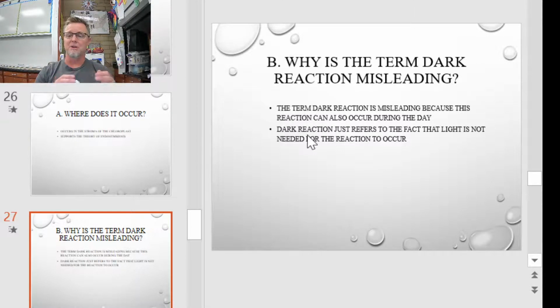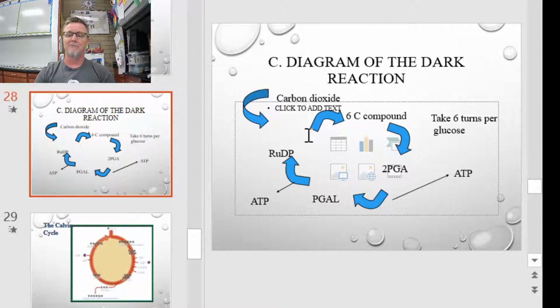Remember that the term dark reaction is misleading. Dark reaction is misleading because the reaction can also occur during the day. Light is not necessary for this to happen. Now, if we wanted to just sum up what this looks like, there's a couple of simplistic diagrams that I can show you.